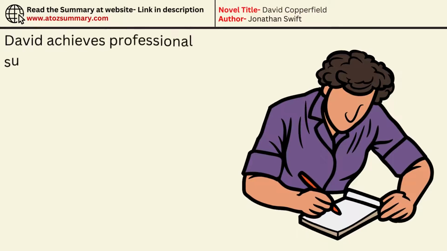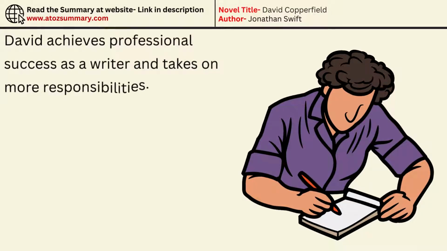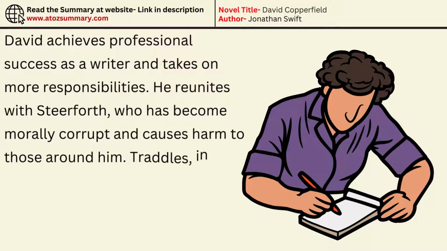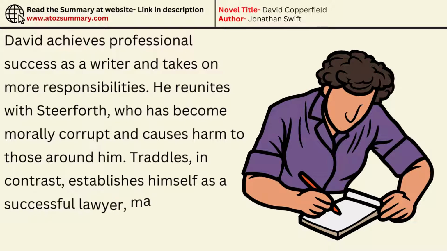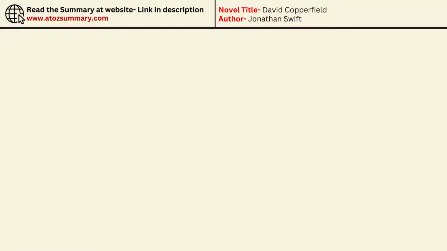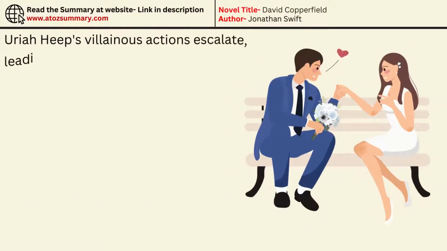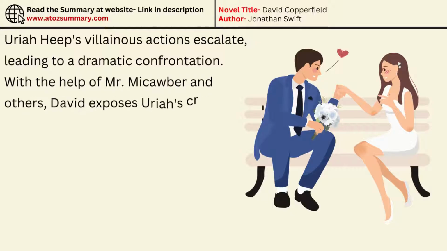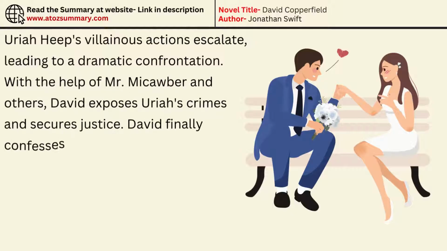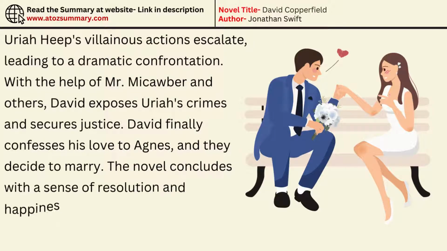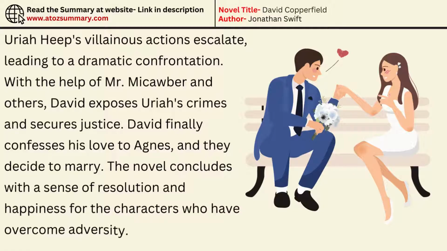David achieves professional success as a writer and takes on more responsibilities. He reunites with Steerforth, who has become morally corrupt and causes harm to those around him. Traddles, in contrast, establishes himself as a successful lawyer, marrying his childhood sweetheart. Uriah Heep's villainous actions escalate, leading to a dramatic confrontation. With the help of Mr. Micawber and others, David exposes Uriah's crimes and secures justice. David finally confesses his love to Agnes, and they decide to marry. The novel concludes with a sense of resolution and happiness for the characters who have overcome adversity.